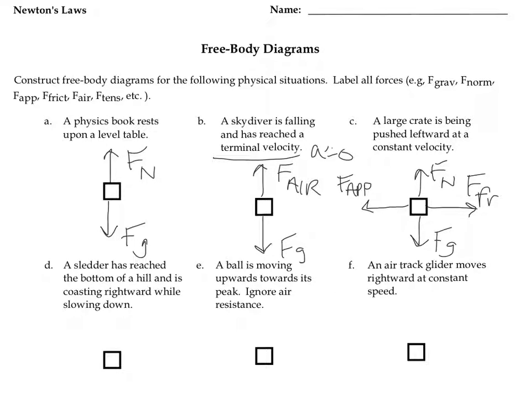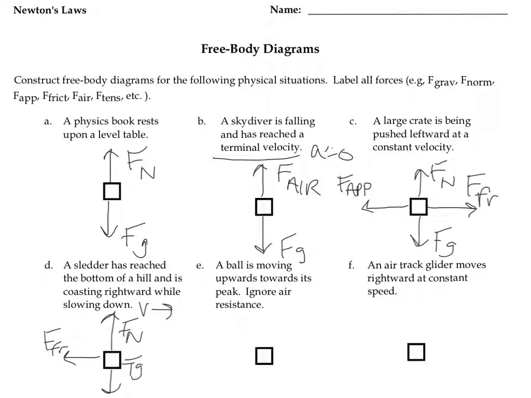If we look at letter D, a sledder has reached the bottom of the hill and it's coasting rightward while slowing down. All right, so this object is going to the right. That means that friction would be opposing it, so the force of friction would be there. You would still have your force of gravity, right? That's your Fg. And then you'd still have your normal force pushing up. Since you are coasting to the right and there's no applied force making you go forward, it's just your inertia that's pushing you forward. Really only the force of friction is acting in the horizontal direction.